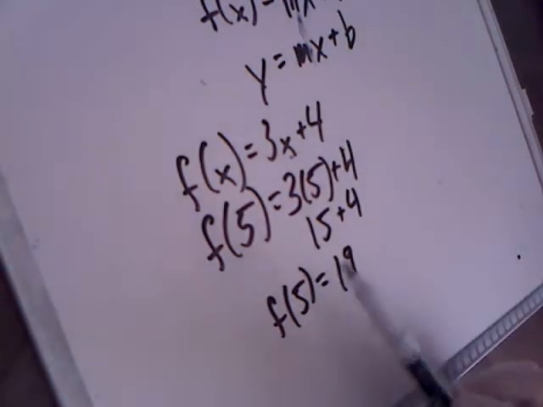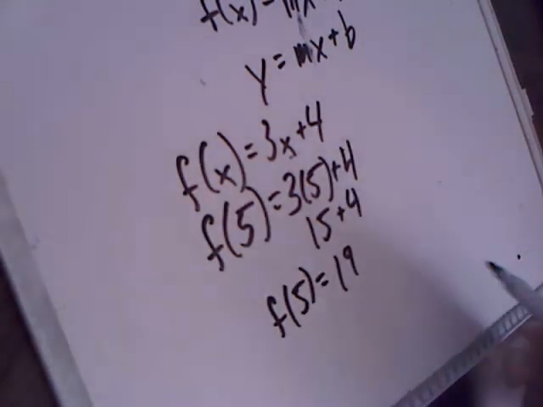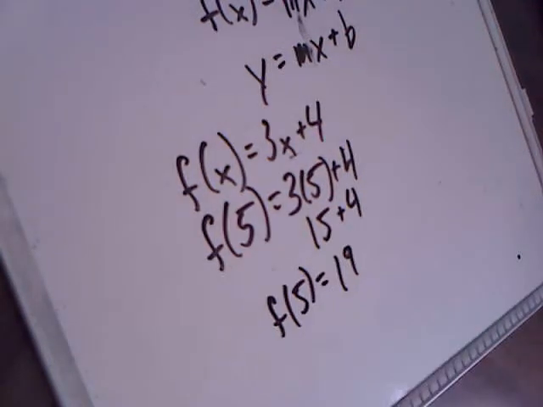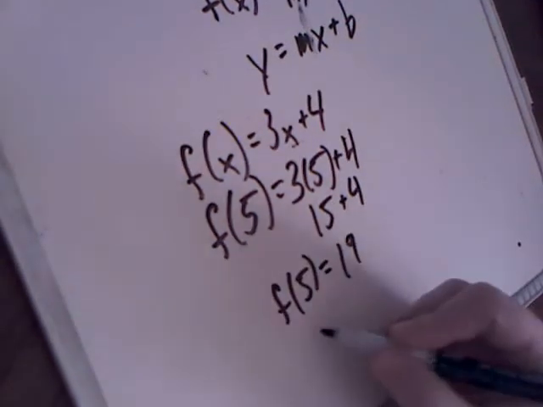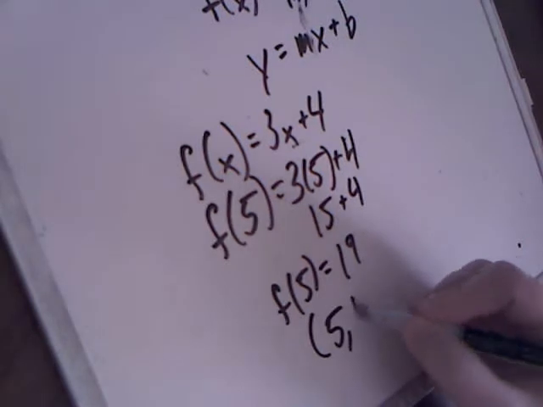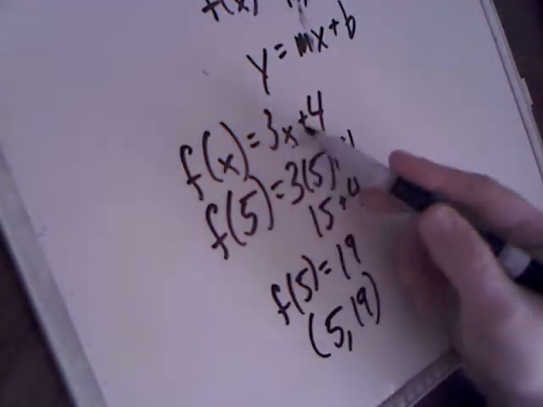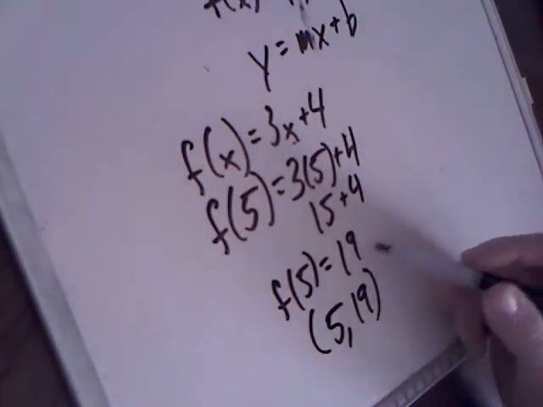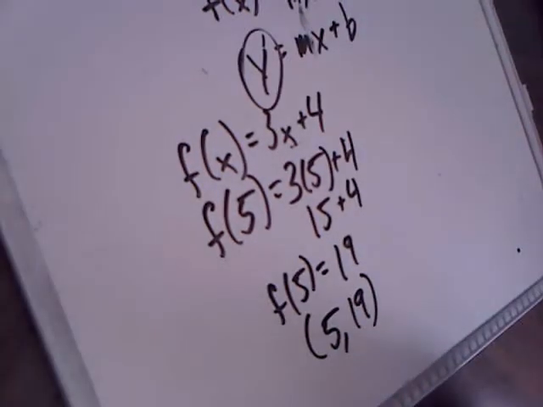That means that whenever x is 5, our answer is going to be 19, which also means that our point would be (5, 19), because x is 5, so 19 would also be the y.